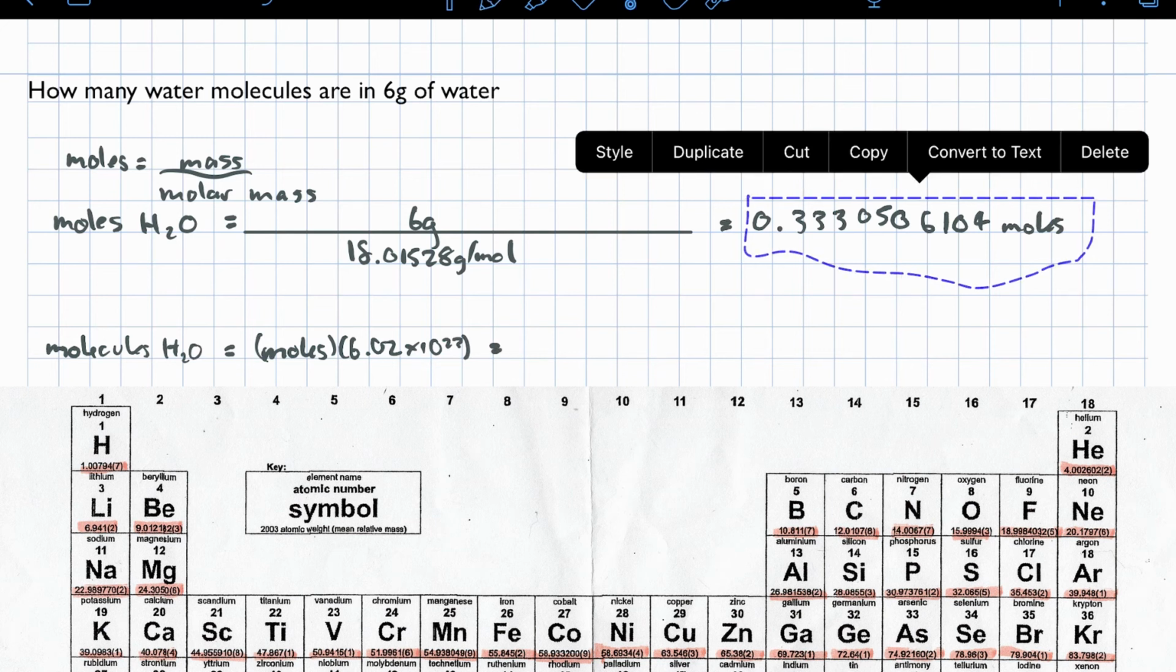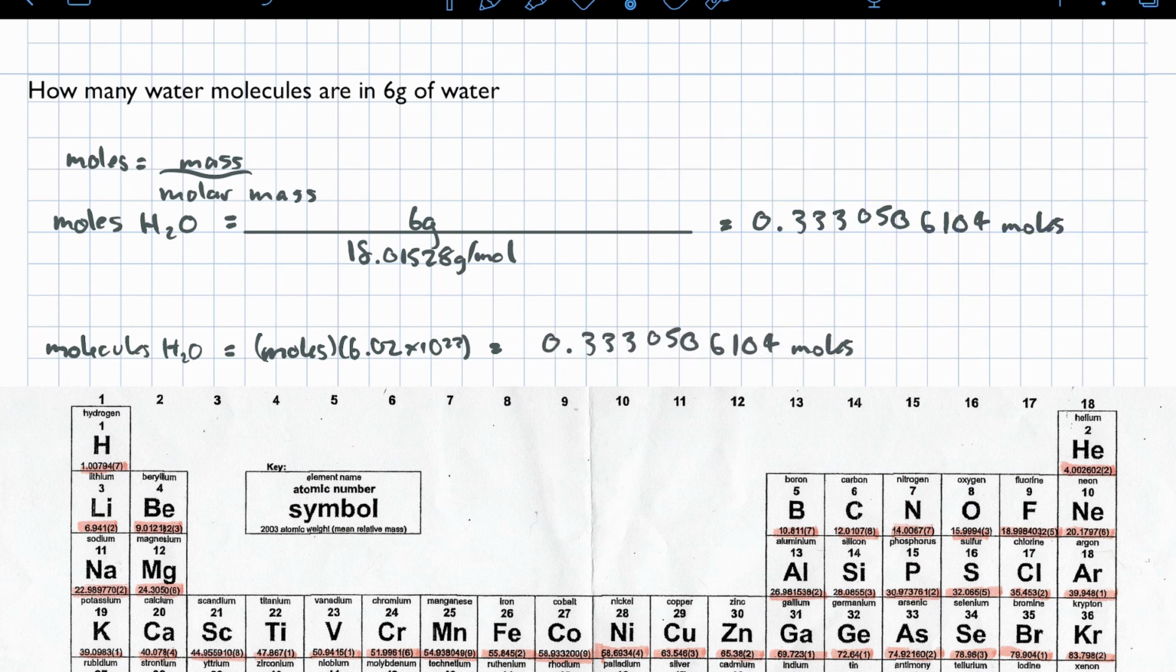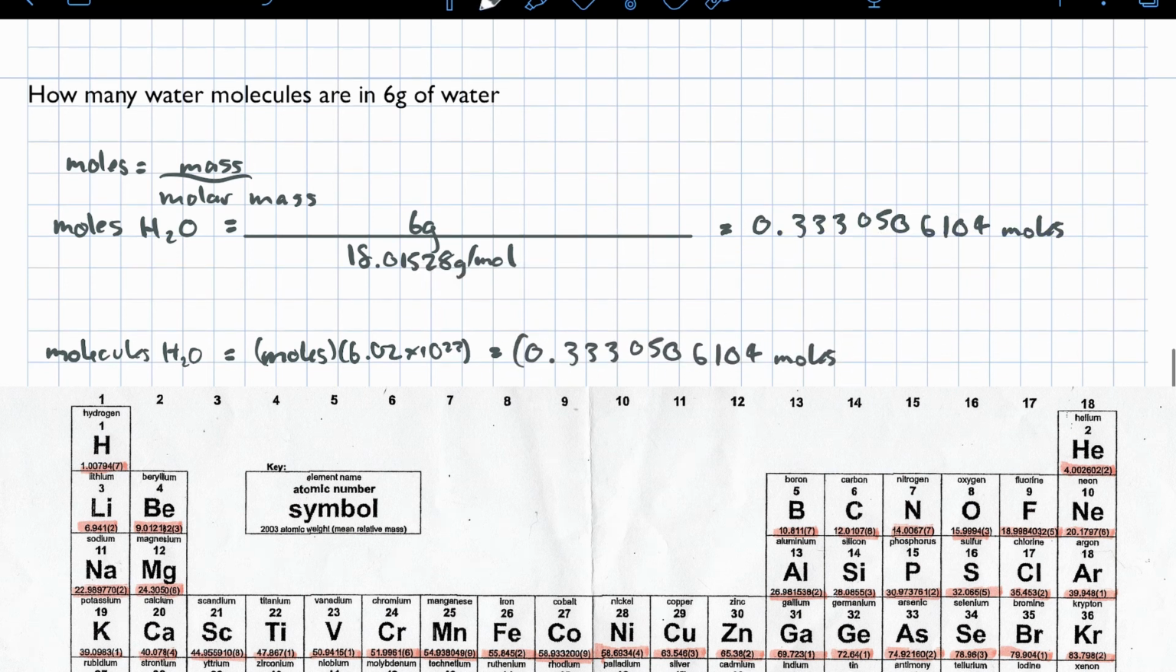So we're going to take this and apply it to the moles, and then we're going to multiply this by 6.02 times 10 to the 23. So what's the result here? The result is roughly 2.00 times 10 to the 23 water molecules. And this is perfectly in line with the sig figs here, because there are 3 sig figs here and 3 sig figs here, so that's okay.